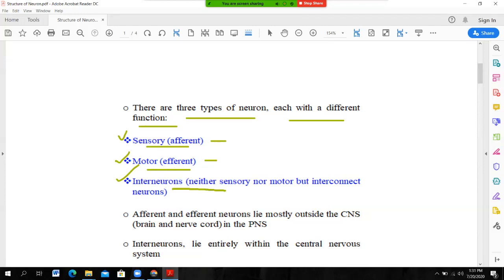Interneuron, these neurons are neither sensory nor motor, but actually they connect two types of neuron. Both sensory and motor neuron are found outside the central nervous system, the brain and the spinal cord. The sensory and motor neurons are found in the peripheral nervous system, while the interneuron are found entirely within the central nervous system.